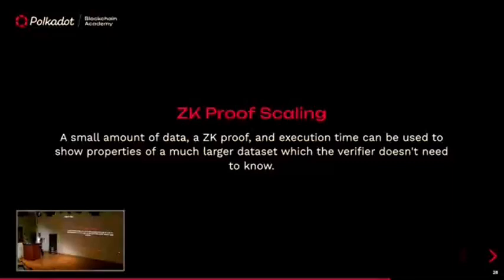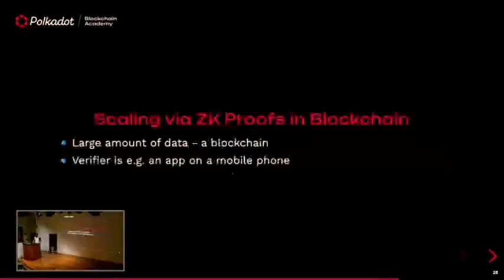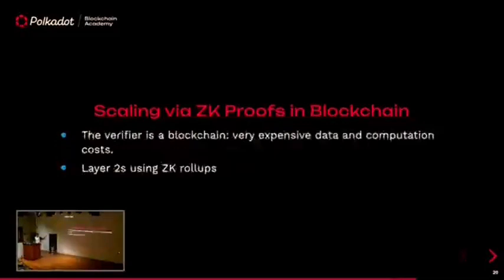Can we get a real-world blockchain example for ZK? Can I give a blockchain example for ZK? I think I've got one right here. So one way that scaling can be done with ZK proofs in a blockchain is if you have a large amount of data, for instance, like the entire database of a blockchain, and either you're verifying on like a mobile phone or you're verifying on another blockchain. On that other blockchain, it's very expensive to have data there. It's very expensive to do a large amount of computation there. That's how you can have what's called a layer 2 blockchain using these ZK rollups, which are basically ZK SNARKs.